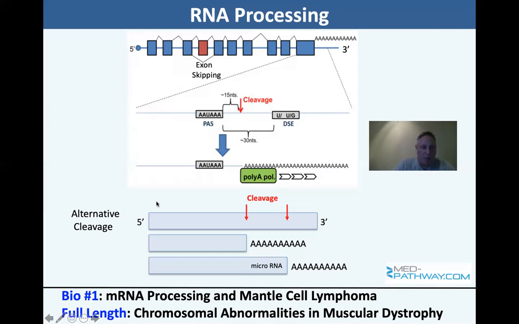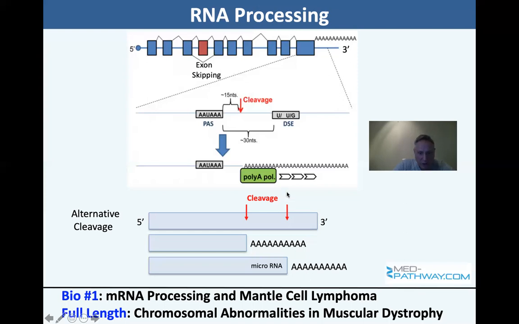So what you have in this hypothetical message down here is alternative sites of cleavage. You can cleave at the promoter proximal site, they call it the PAS, or the promoter distal. When you cleave at the promoter proximal, what you do is you truncate the messenger RNA. You leave out 3' untranslated material. The actual coding sequences will not be altered in most cases.